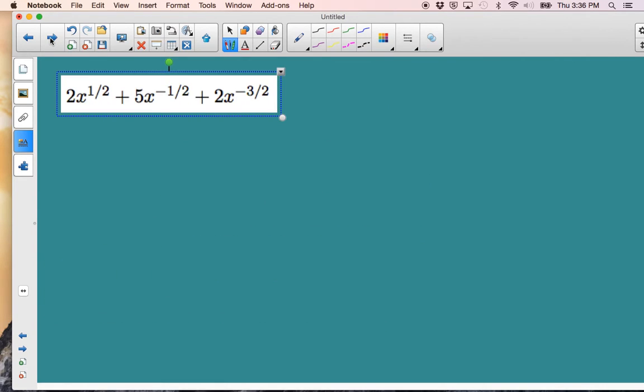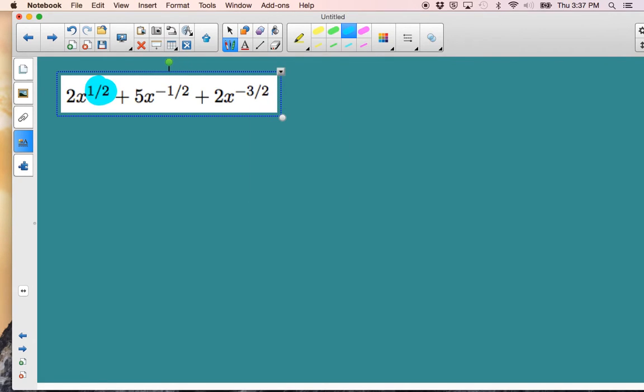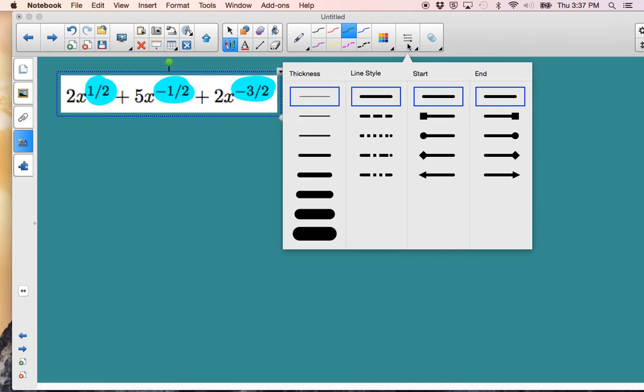Okay, 2 more examples. Again, we're looking for the smallest exponent between 1/2, -1/2, and -3/2. Well, the smallest exponent is -3/2. So that's the one that I'm going to factor out.